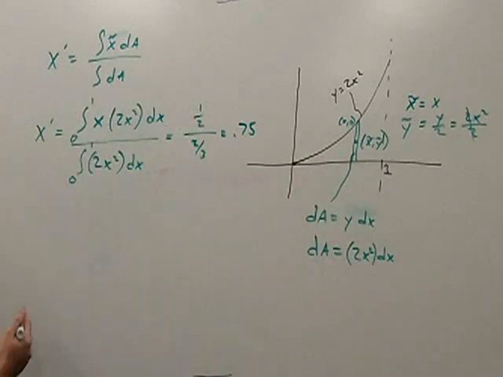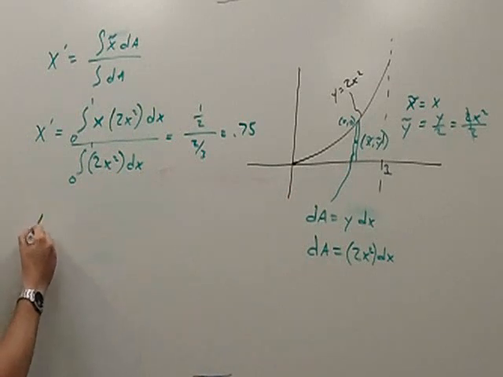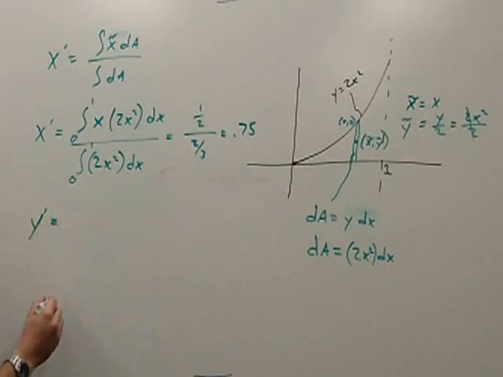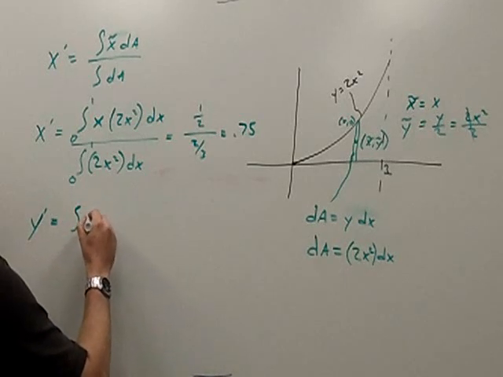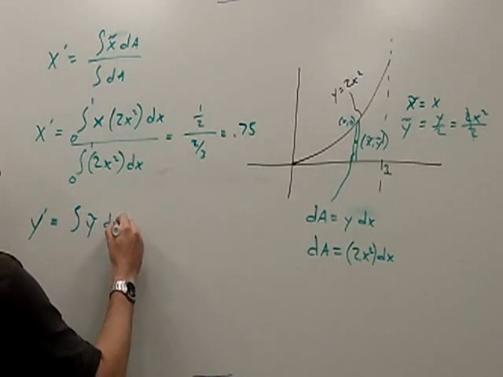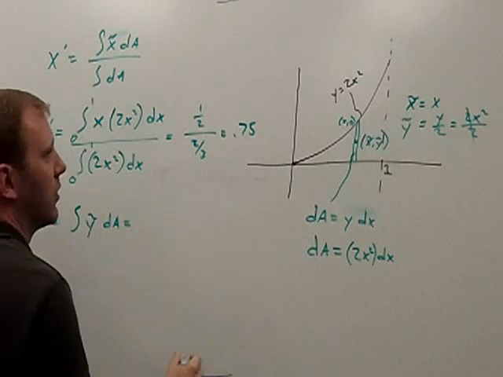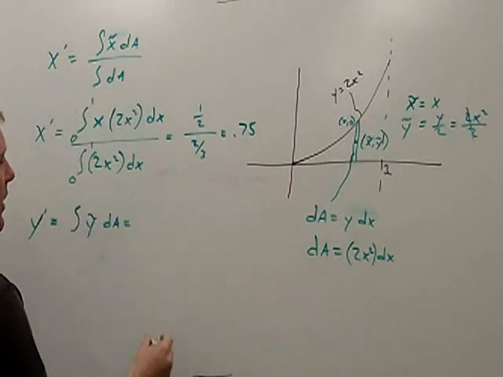Okay, that makes some sense. We can evaluate the y term as well. Y prime is simply equal to the integral of y tilde dA, which in this case equals y tilde, we said, was x squared.